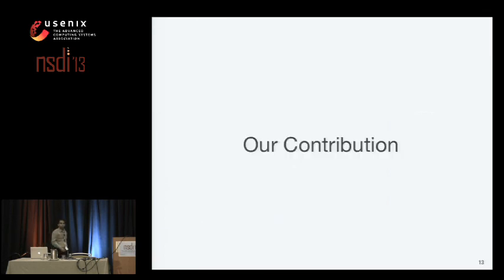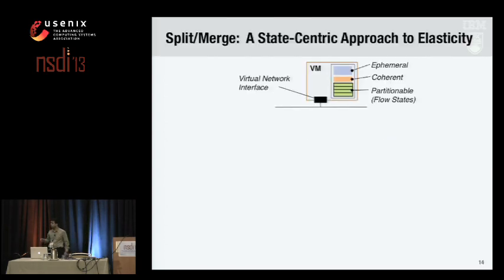That brings us to a contribution. How do we dynamically scale middle boxes? We present to you the SplitMerge concept. Take this middle box, for example. We have ephemeral state, coherent state, and state that is partitioned, which is basically the flow table. Let's say the middle box has one network interface.